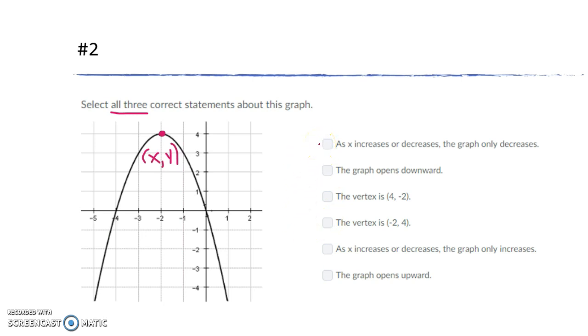And then I saved the last two choices. The top one says, as x increases or decreases, the graph only decreases. And then we also have this option, as x increases or decreases, the graph only increases. So what these two options are saying is no matter what x is doing, the graph is doing what? And so if the graph opens up to the sky, both ends of the graph are going to be going up. They're pointing up or increasing. If the graph is opening down, then both ends of the graph are going to point down or be decreasing.